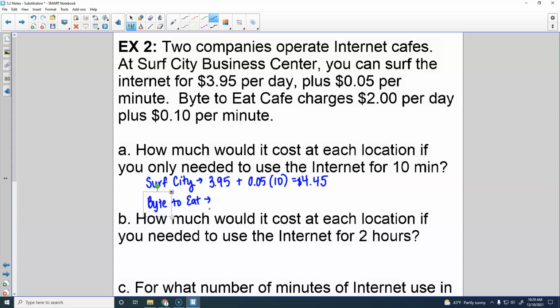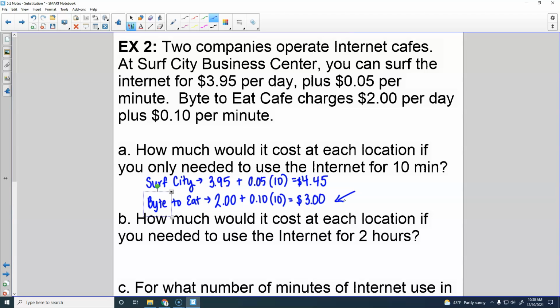All right, at Bite to Eat, let's see. Julian, tell me what we would do at the Bite to Eat Cafe. That's 10 cents for every minute. So if we use this for 10 minutes, what do we have to do there? We've got to multiply that by 10, right? Because that's our rate there. So if we do that, I think we're at $3. So if you only need to use the internet for 10 minutes, then Bite to Eat is your best place to go.